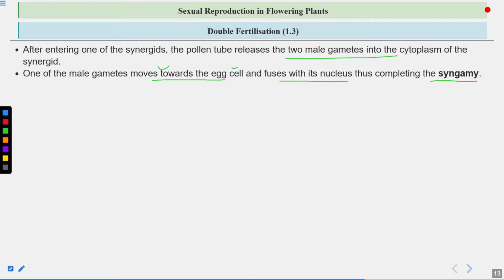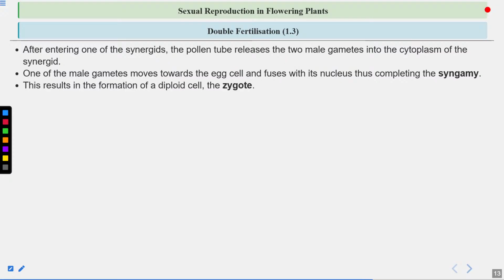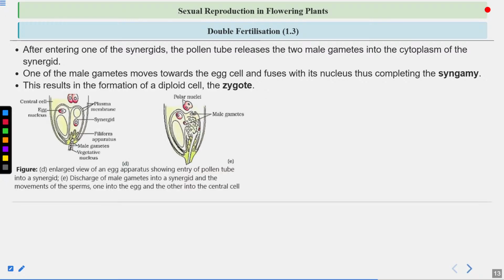What is the result of syngamy? You all know, zygote, and zygote later on develops into the embryo. This results in the formation of a diploid cell that is called zygote. So here you can see with the help of a diagram, a clear diagram is there. Filiform apparatus, male gametes are released here.